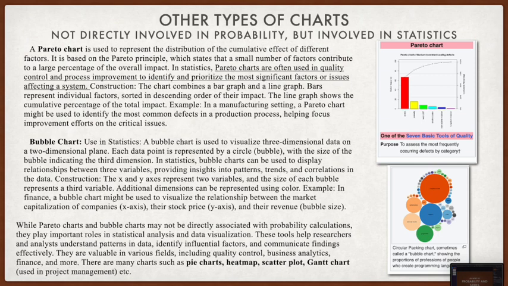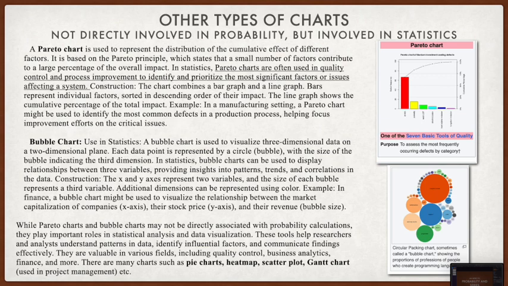It shows what kind of impact they are creating, what data corresponds to that value. That is used in the bubble chart. Each data point is represented by a circular bubble with the size of the bubble indicating the third dimension. So the greater the circle, the greater the dimension, the greater the impact, it could be said. In statistics, bubble charts can be used to display relationships between three variables, providing insights into patterns, trends, and correlations in the data. In construction, the x and y axes represent two variables, the size of each bubble represents a third variable, and additional dimensions can be represented using color.